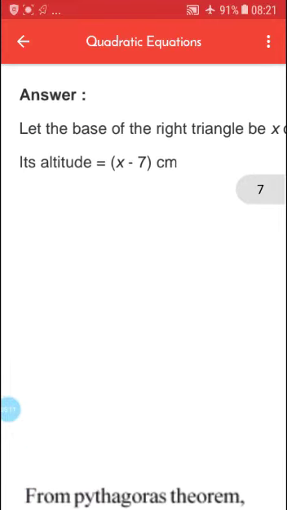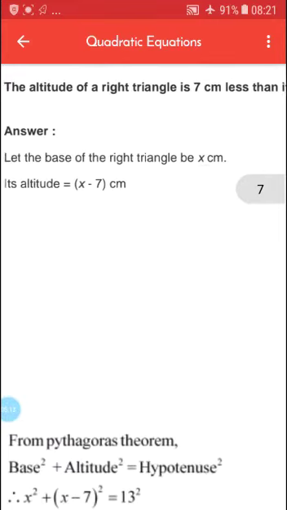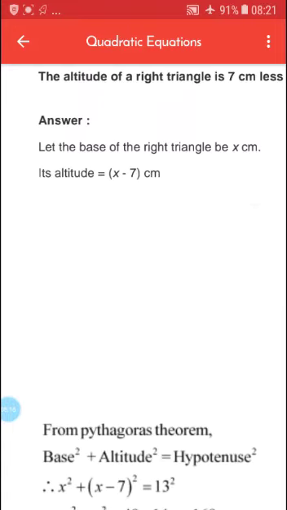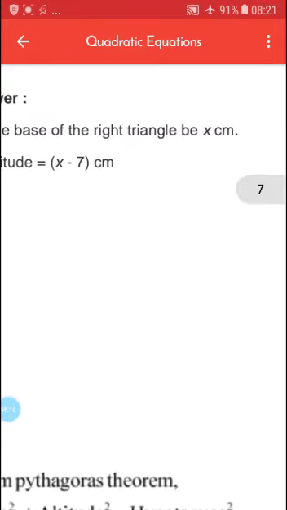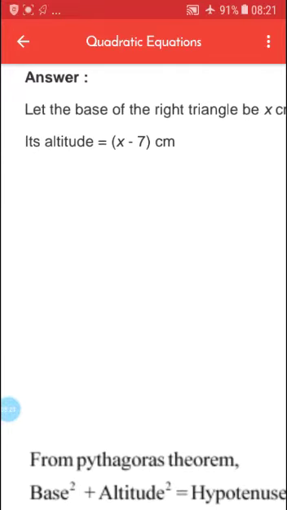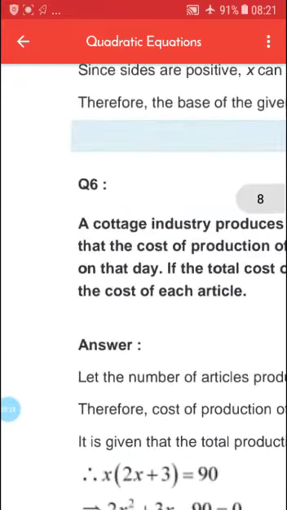Just assume that the base of the right triangle is x. So its altitude will be how much? X - 7. If you have taken base x, then that will be x - 7. Then you use Pythagoras theorem and try to solve.